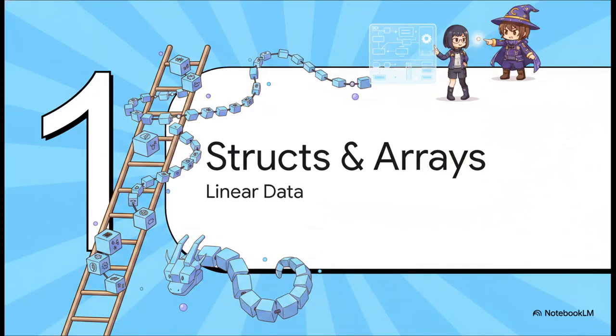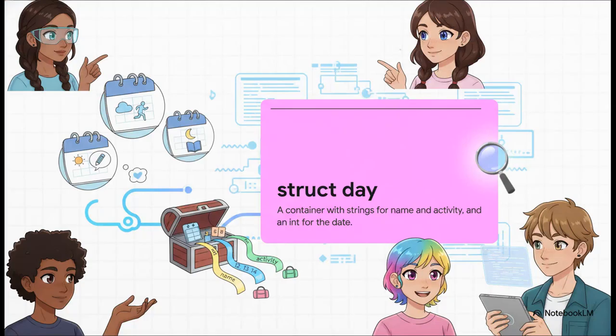All right, part one, dynamic structs and arrays. Let's start at the bottom of the ladder with linear data. Picture a basic calendar app. It's not just a single number, it's a whole collection of details, right? Well, in C, we group all those related details together using a struct. Our struct day acts as this perfect little container for real-world schedule data.